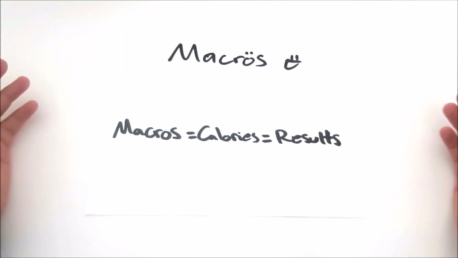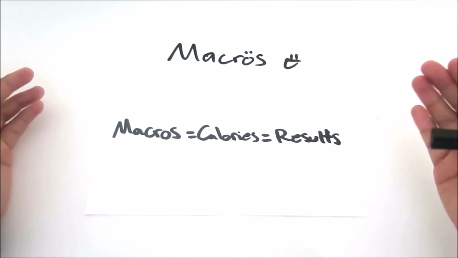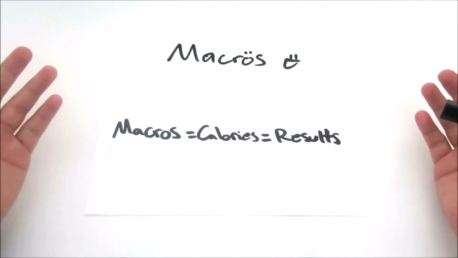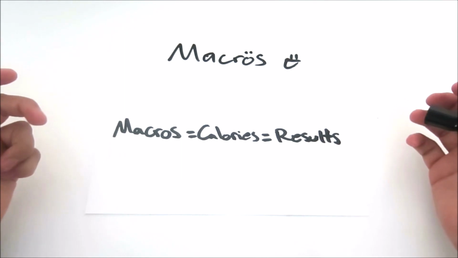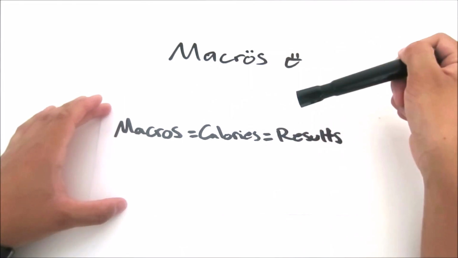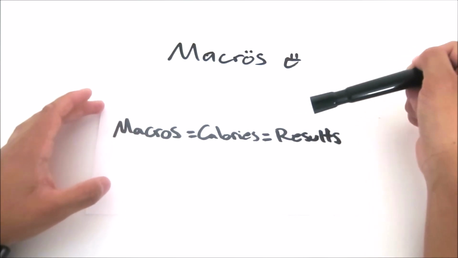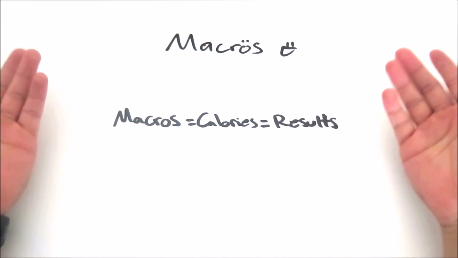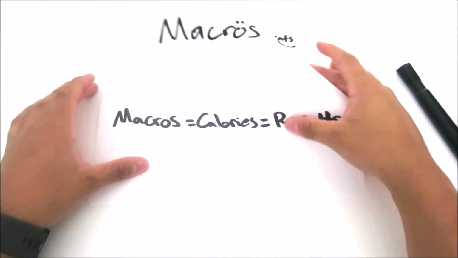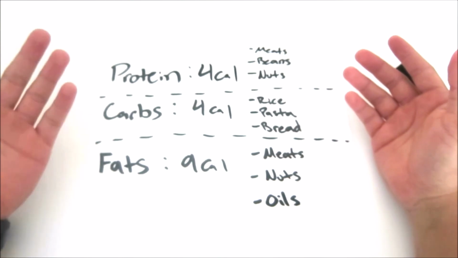Alright guys, so like I said, we're going to be talking about macros today. Before we get started on anything too deep, one thing that I want to address real quick is kind of what they are. So macros is what makes up your calories. Your calories is what determines your results, whether you're going to lose weight, gain weight, or stay at the weight that you're already at. Okay, so what are macros? Let's break it down. Macros can be described as protein, carbs, and fats.